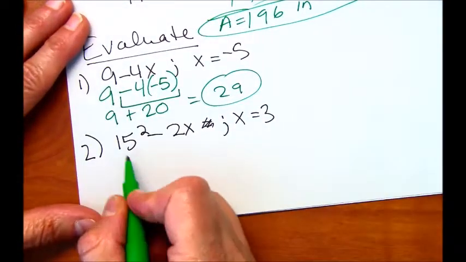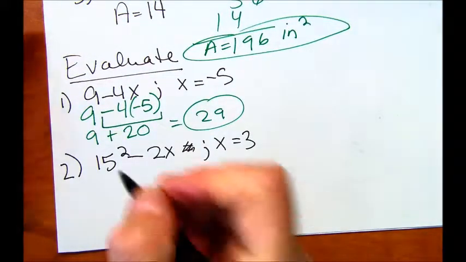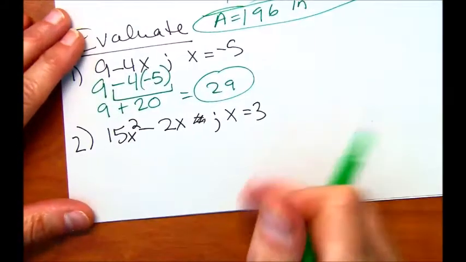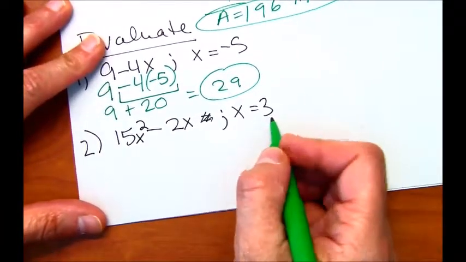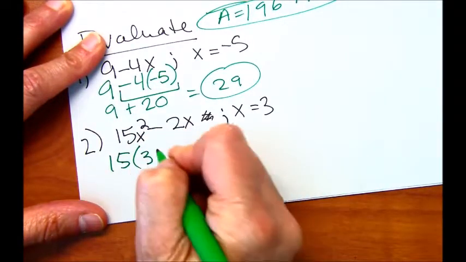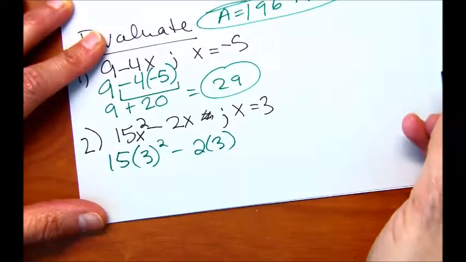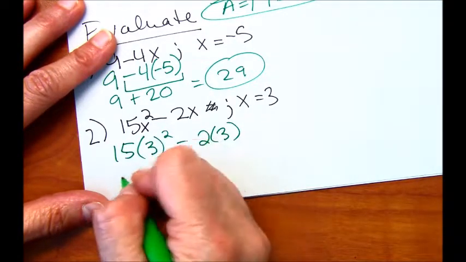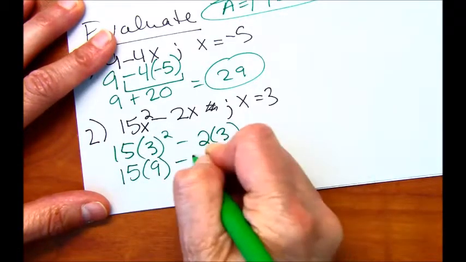Now the next one we've got, oops, I forgot to write in that x. There we go. We have 15x squared minus 2x, and x is going to equal 3. So 15 times 3 squared minus 2 times 3. Okay. Now we're going to evaluate the exponent. 3 times 3 is 9, so 15 times 9 minus 2 times 3.